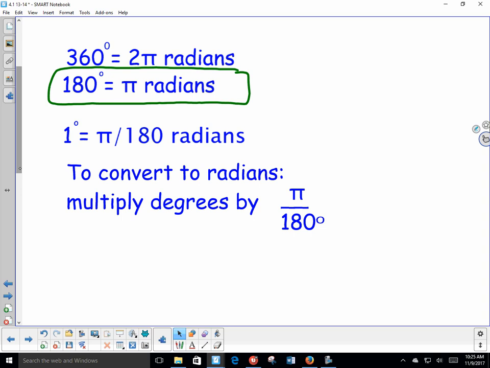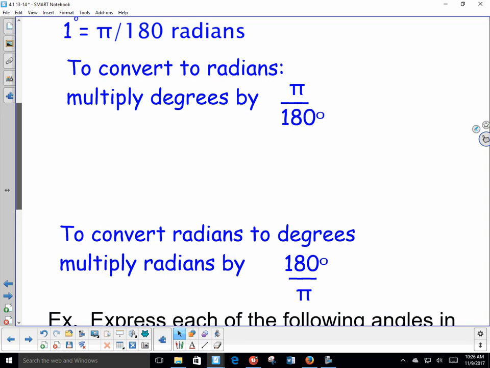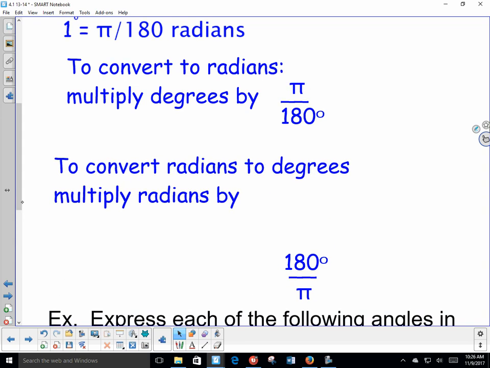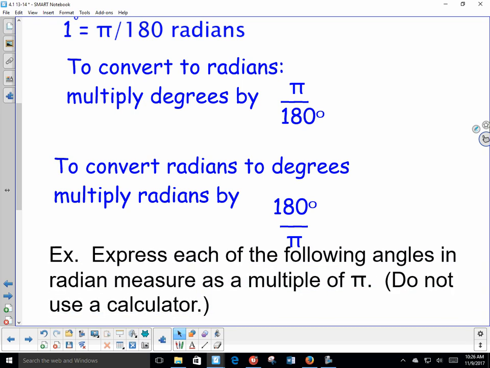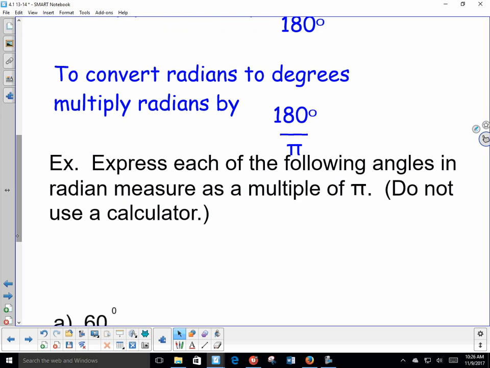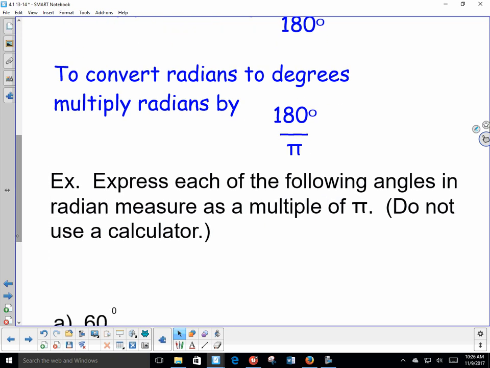Bye. So if we're going to convert radians to degrees, then we're going to have to multiply by 180 degrees over pi. All right, so let's take a look at an example. We are going to express each of the following angles in radian measure as a multiple of pi, and we are not going to use a calculator to do it.